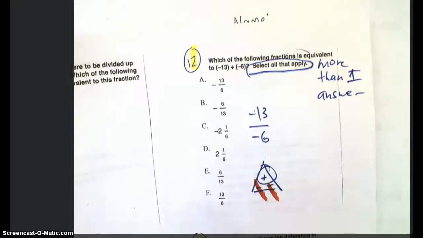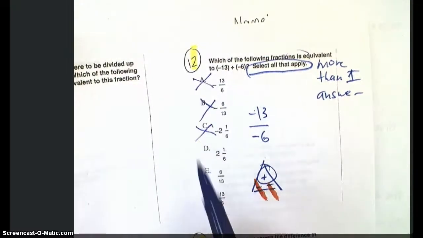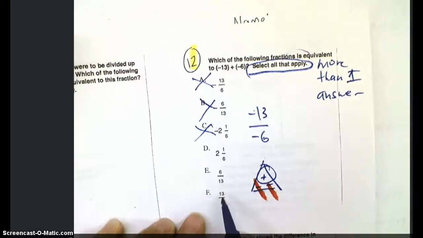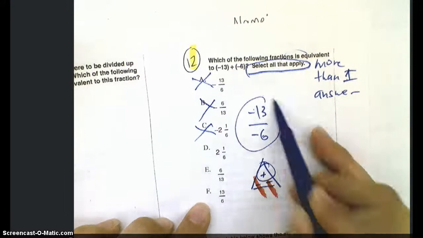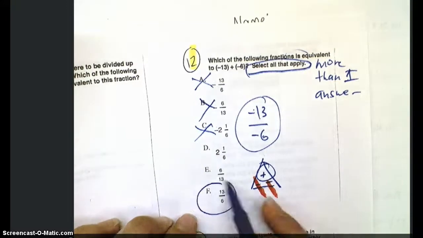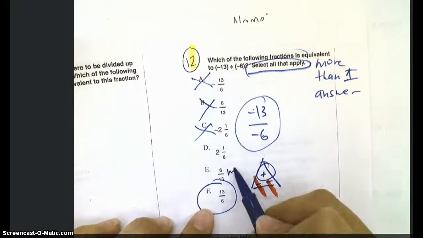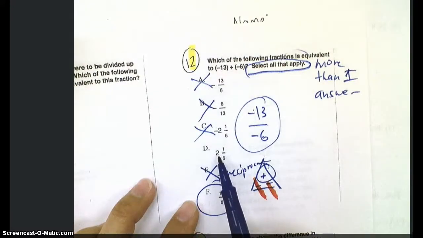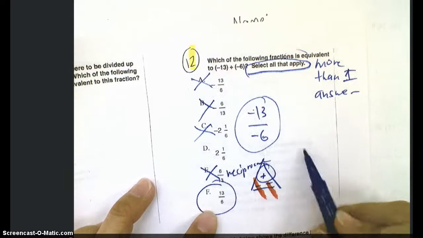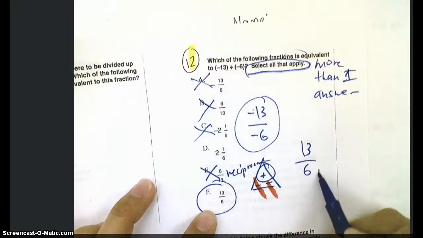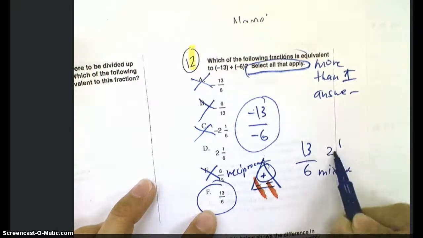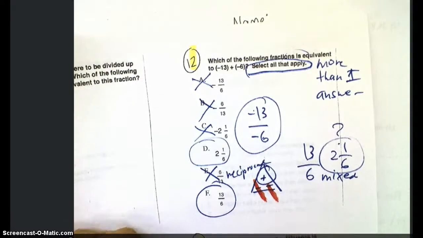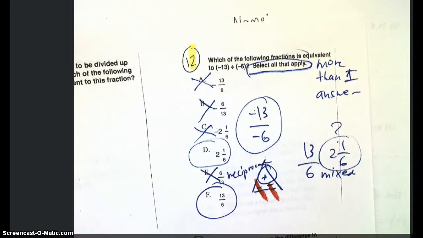So I'm going to go through and take out all the negative answers. My answers are restricted to only positives. If I look at choice F, I see 2, 13, and 6, and that's positive. 6 over 13 is the reciprocal, which I don't want, so definitely not E. If I look at D, I see a mixed fraction. 13 over 6, if I change that to mixed, will I get 2 and 1/6? Absolutely. D is definitely also a choice that is an equivalent fraction.